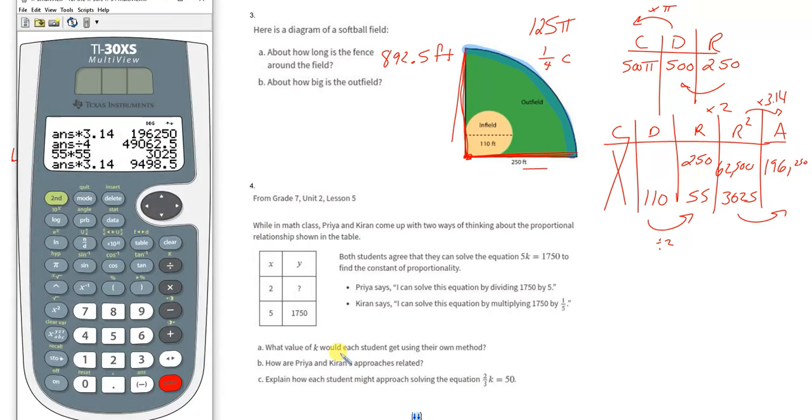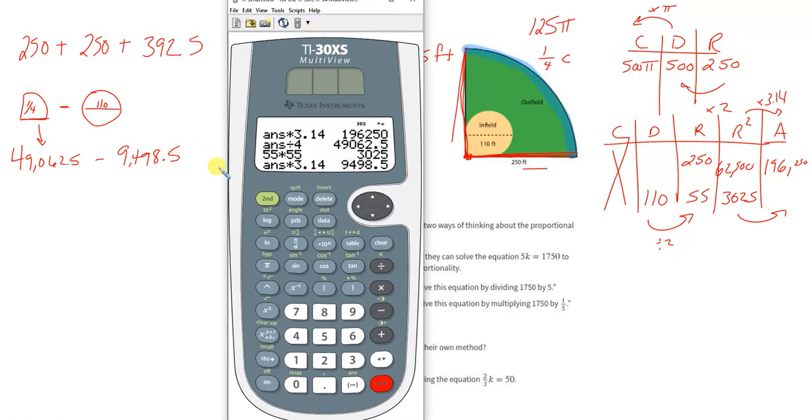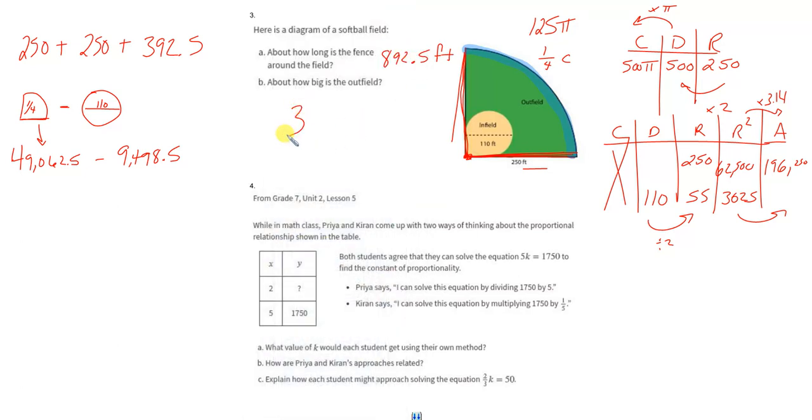And to get our answer, we have to subtract these two things. So I already got it on my screen. It's going to give me a negative answer. I'm going to subtract them backwards, but I'll just knock the negative off. So I'm going to subtract that by 49,062 and a half. And that gives me 39,564. 39,564 square feet, and that is the area of the grass in the outfield. And that's number 3, part B.